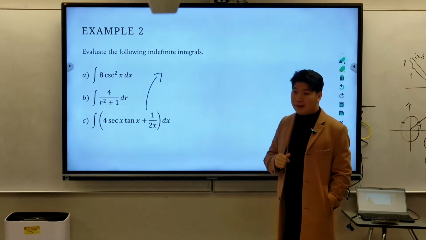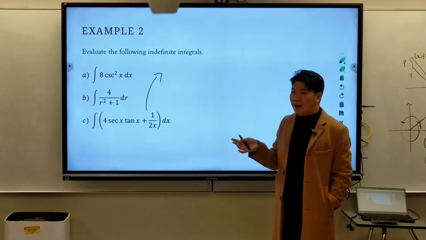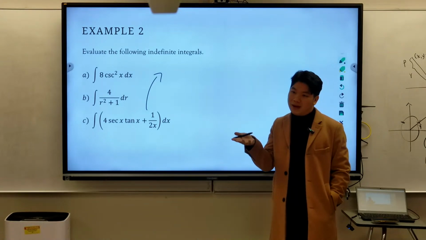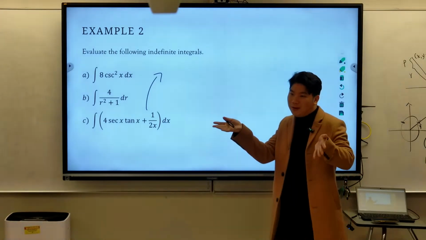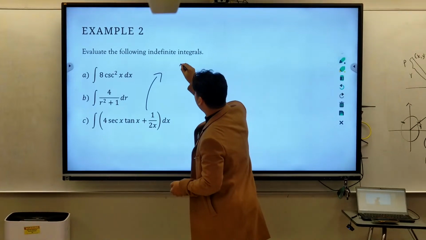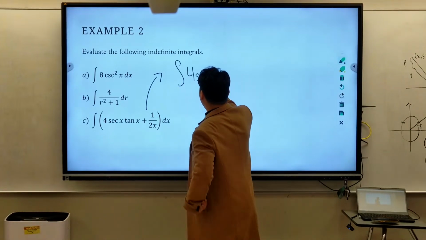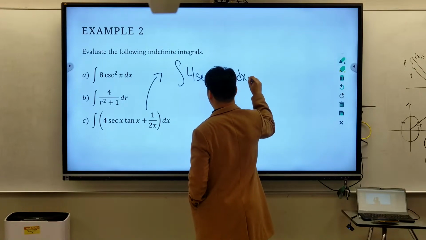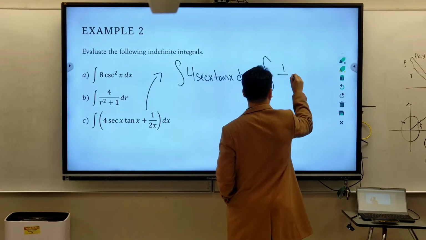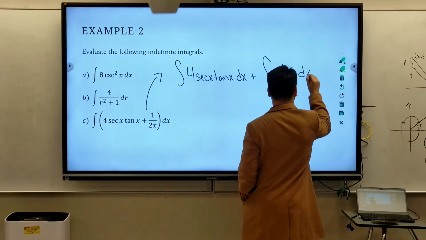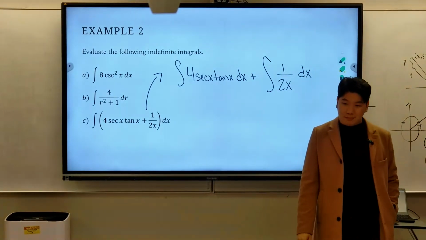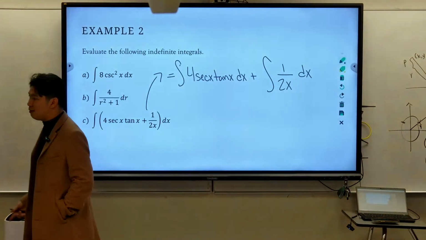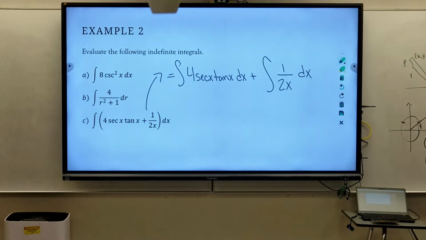So looking at this, if I did want to write out every single step here, I know the integral of a sum is the sum of my integrals. In other words, I can split this apart if I wanted to and write this as the integral of 4 secant x tangent x dx plus the integral of 1 over 2x dx. So I'm allowed to do this. Would I usually write this? Maybe not, but for the sake of notes, I'm going to go ahead and write it down like this.